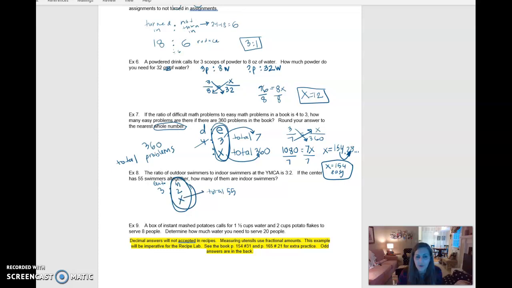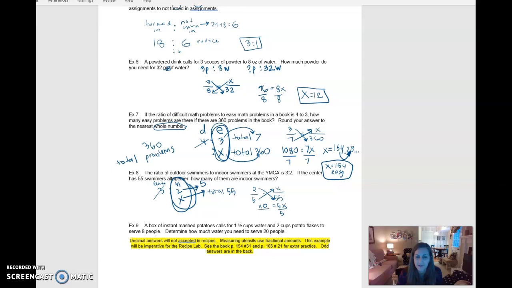So we're definitely looking at the indoor column. Well, our total is 55 here. It's really easy, like the previous problem. If there were 3 outdoor swimmers and 2 indoor swimmers, then your total is 5 swimmers. We don't really care about the 3, we're not going to use that. So again, it's 2 over 5 equals x over 55. Cross multiply. 55 times 2 is 110. 5 times x is 5x.